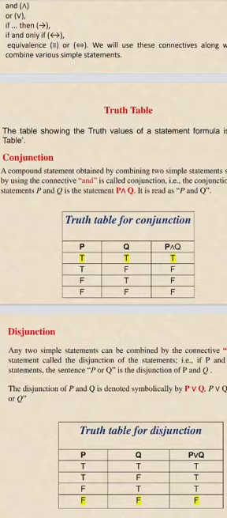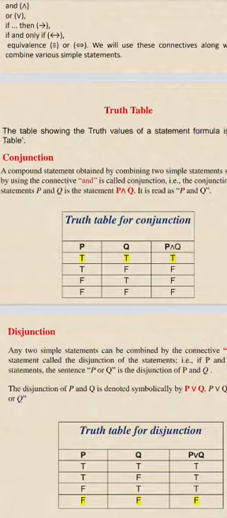Then truth tables. The first one is conjunction. A compound statement obtained by combining two simple statements, say P and Q, by using the connective word and is called the conjunction. That is, the conjunction of two statements P and Q is the statement P and Q. It is read as P and Q. The conjunction symbol is the and symbol.